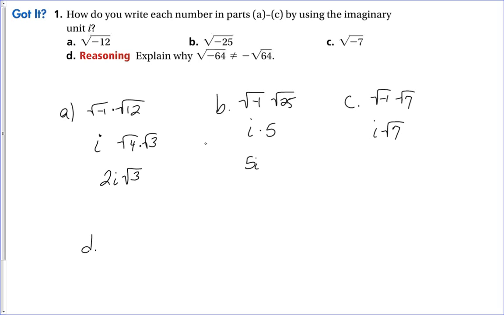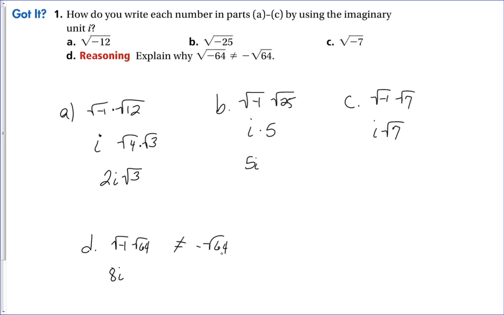All right, now letter D. Why doesn't the square root of negative 64 equal negative the square root of 64? Well, if we break down the square root of negative 64, that's going to give us square root of negative 1 times the square root of 64. Square root of 64 is 8. Square root of negative 1 is i. And if not equal to negative square root of 64.